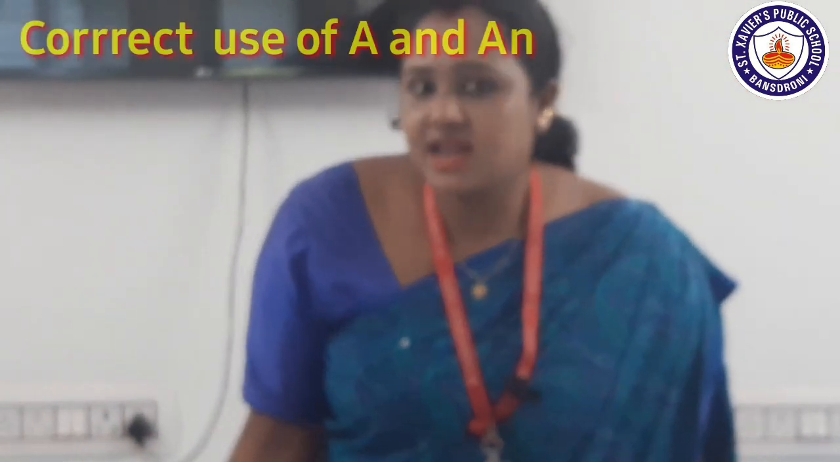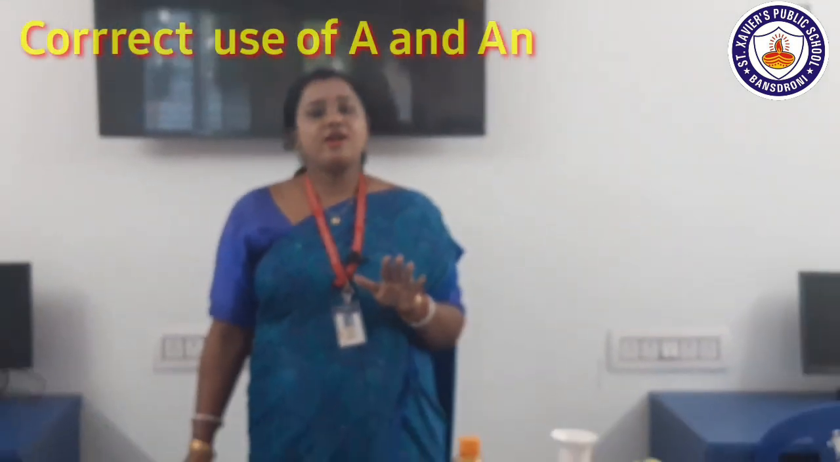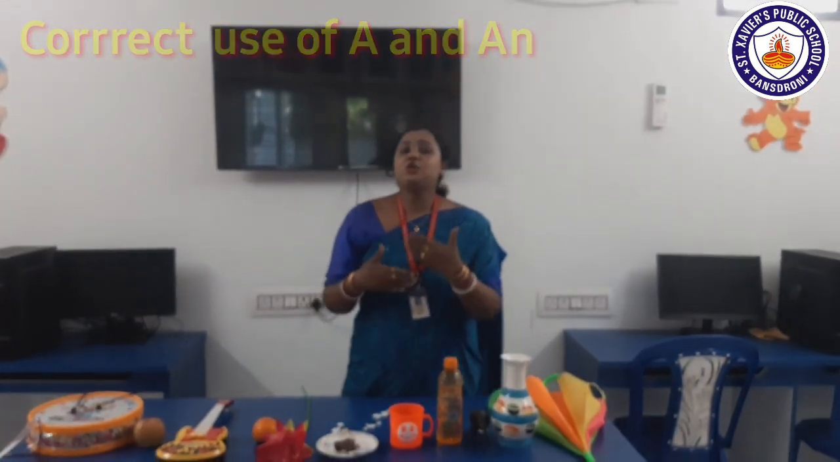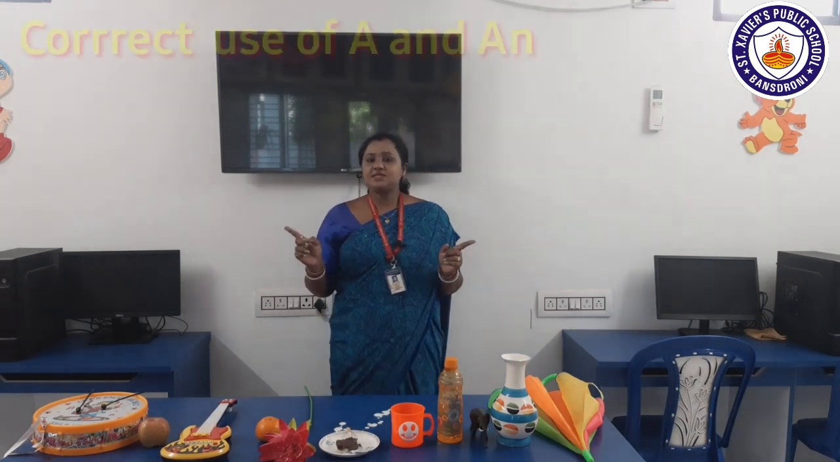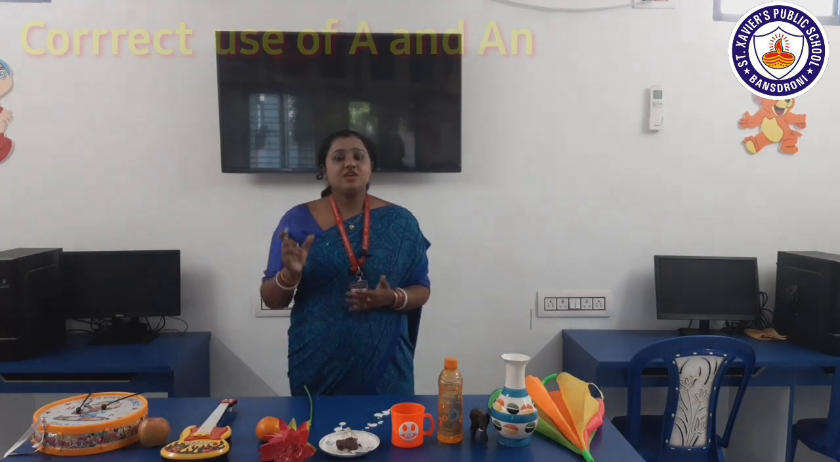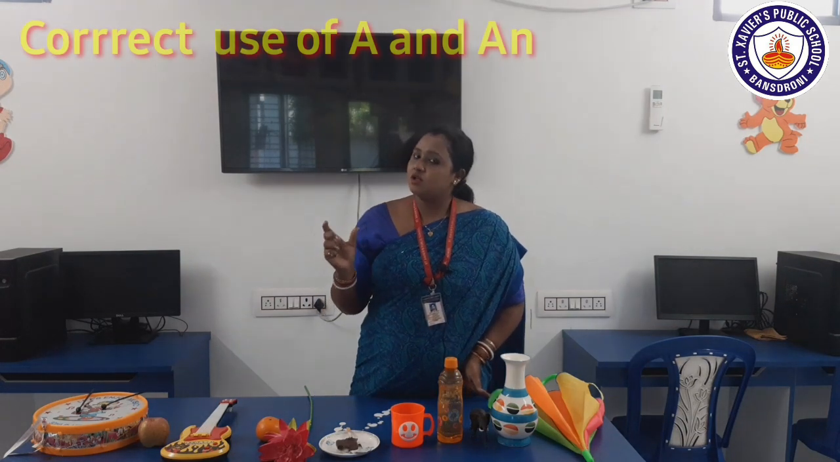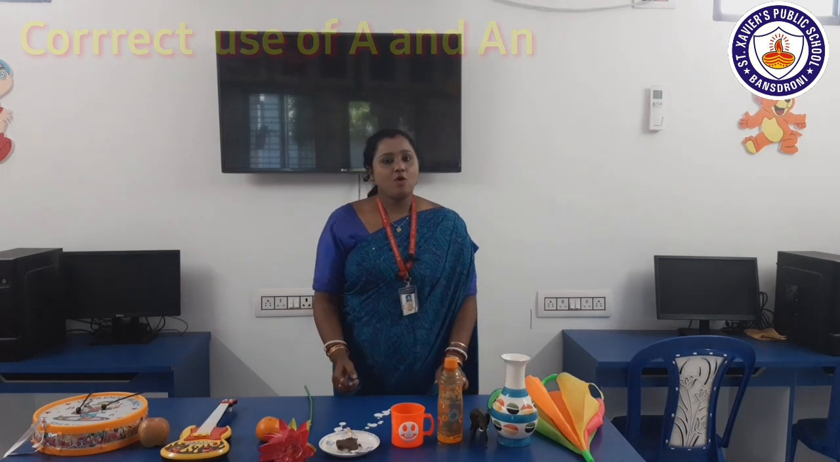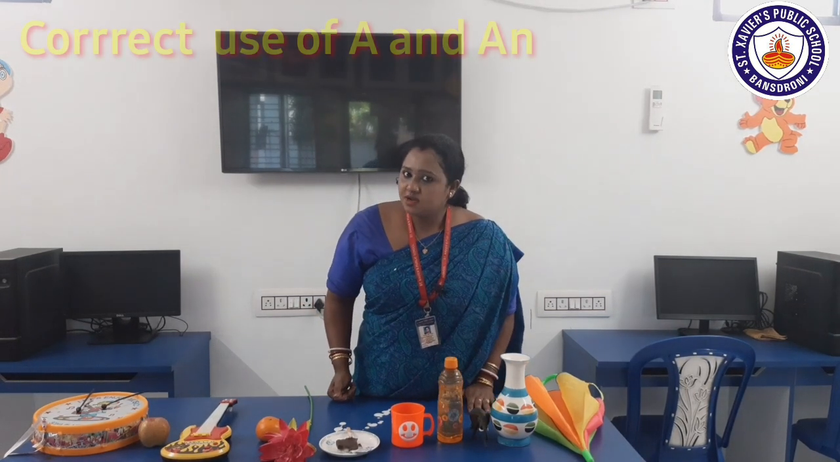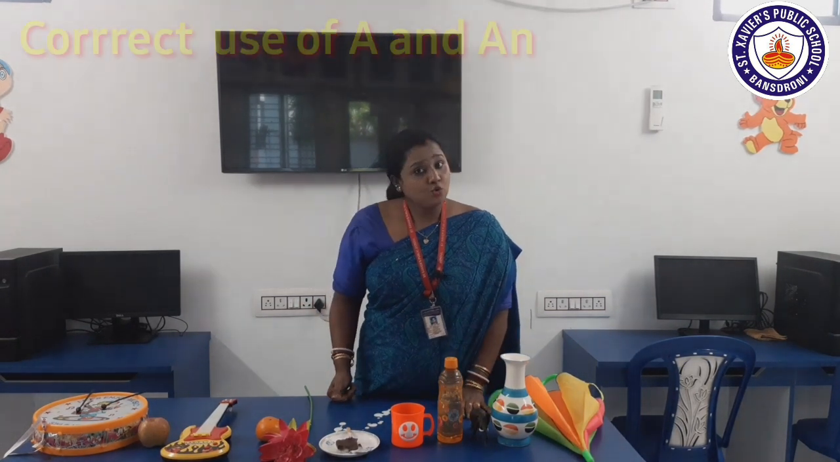So children, I hope after today's class your concept is more or less clear about where to use a and where to use an. So for all the vowels A, E, I, O, U we use an, and for all the consonants we use a. Okay children, I hope you have understood this class and you really enjoyed watching this.